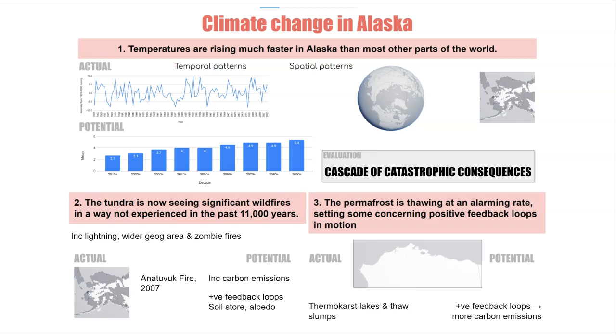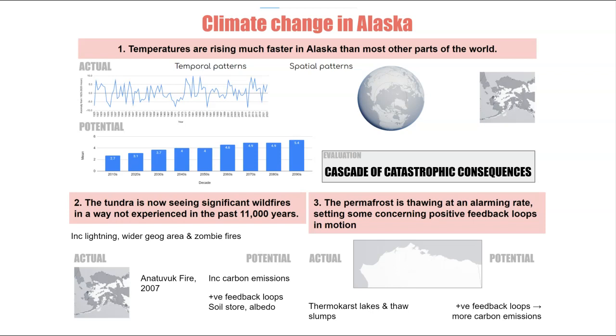Take a few moments here now. You can see in red that there are three main subsections that we're going to address. First of all, the temperatures are rising faster in Alaska than in most other parts of the world. I'm going to give you some evidence for that. We're going to look at patterns over time and patterns over space, and then we'll take a look at the potential, what is likely to happen in the future. Spoilers, it's going to continue to rise.